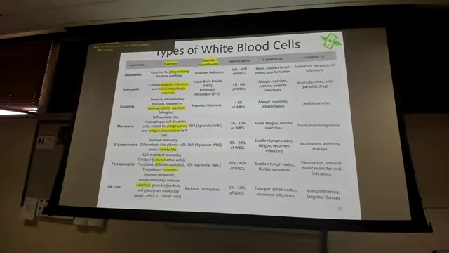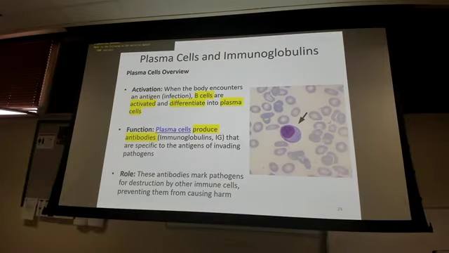What was the cell that I said that deals with the abundant amount of cells you'll see in viral infections? Lymphocytes. All right. Plasma cells, and immunoglobulins.